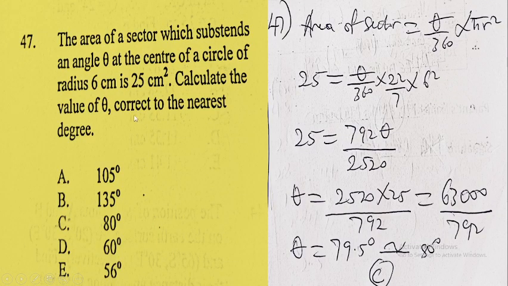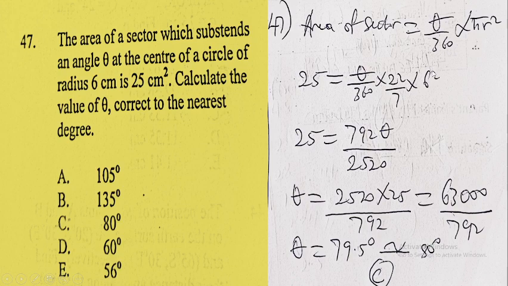Question number 47. The area of a sector which subtends an angle theta at the center of a circle of radius 6 is 25 centimeters squared. Calculate the value of theta correct to the nearest degree. The question is from a sector of a circle. So we are given the area of the sector and the radius, and we look for the sectorial angle of that sector. The area of a sector is theta over 360 times pi r squared. So 25 equals theta over 360 times 22 over 7, being the value of pi, times the radius, which is 6 squared.